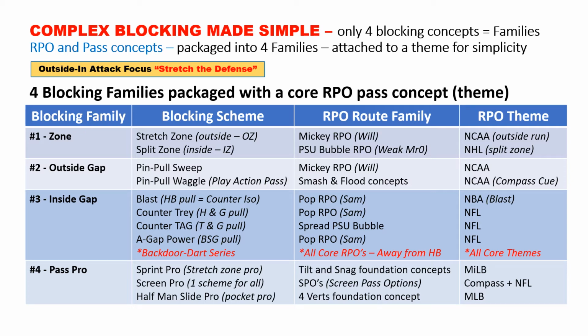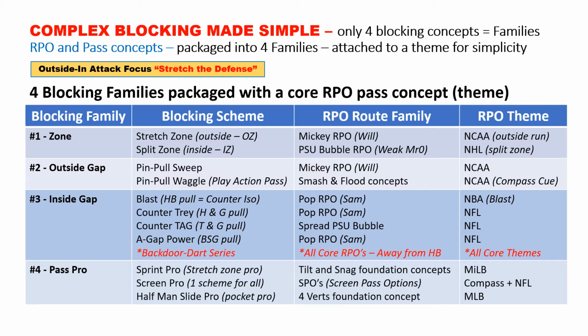And again, this is the 4 blocking families. So you can see the first one is our zone family. We're going to be an outside-in focus type of attack, meaning we're going to attack outside first and stretch them horizontally and then inside. So we'll go with stretch zone, and then you can see what we call our Mickey RPO, and then you'll see the themes here using NCAA.